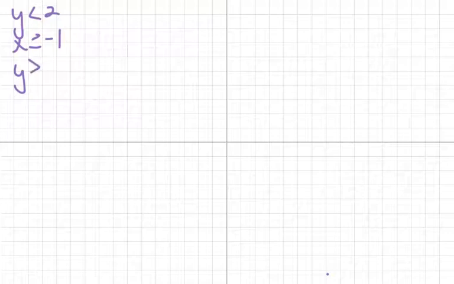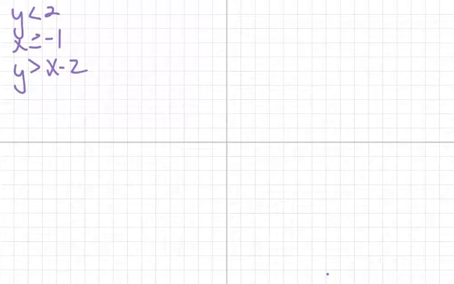So we're going to do y is less than 2, x is greater than or equal to negative 1, and y is greater than x minus 2. I'll do the first one in green. Y is less than 2.